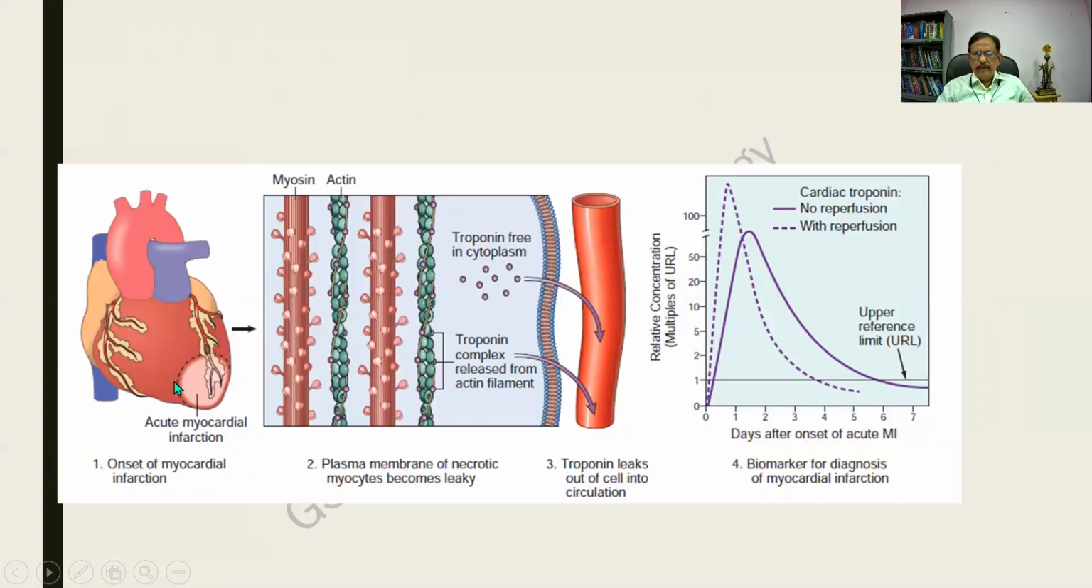So this is a picture of myocardial infarction, and then there is a damage of the fibers, damage to the actin and myosin filaments, and then the troponin is being released into the circulation. You get the high values. So this graph can help you in the elevation and the flattening of the curves.